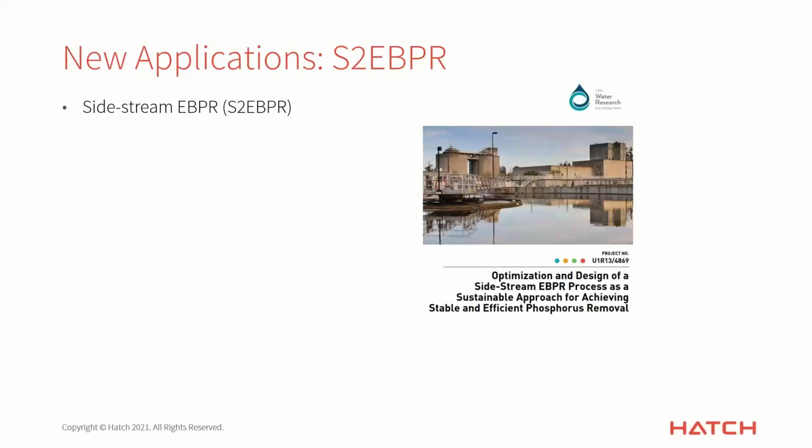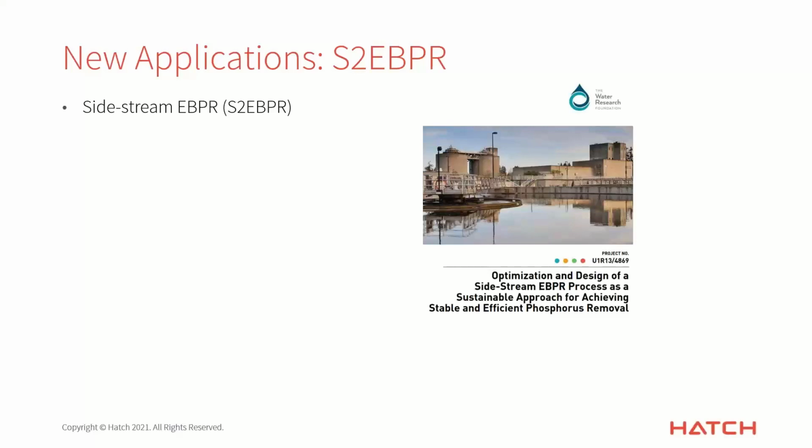So the next thing that we wanted to talk about, as Spencer said, is a little bit about the side stream EBPR and how it's modeled in GPS-X. So side stream, or S2 EBPR, is kind of an emerging, hot area of research that we just wanted to discuss a bit.